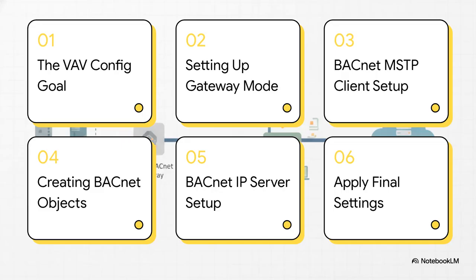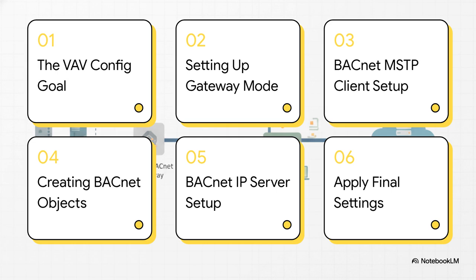So, here is our game plan for today. We'll look at the VAV configuration goal, set up gateway mode, configure the BACnet MSTP client, create our BACnet objects, tackle the BACnet IP server setup, and finally apply those final settings. Basically, we're going to take raw datasheet info and turn it into a live working network config.